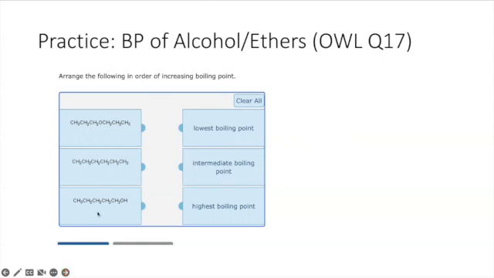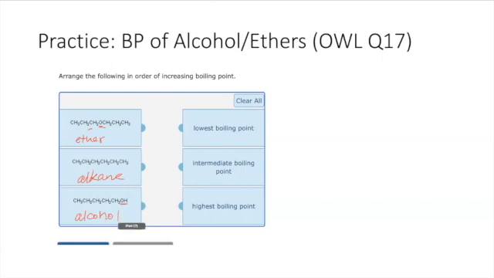So next, this practice problem asks us to rank the boiling points of alcohols and ethers, and this is like your question OWL 17. So this is an ether. We have an oxygen sandwiched between 2 carbons. This looks like just an alkane. I only see carbon and hydrogens. Whereas this is an alcohol because we end in a hydroxyl group.